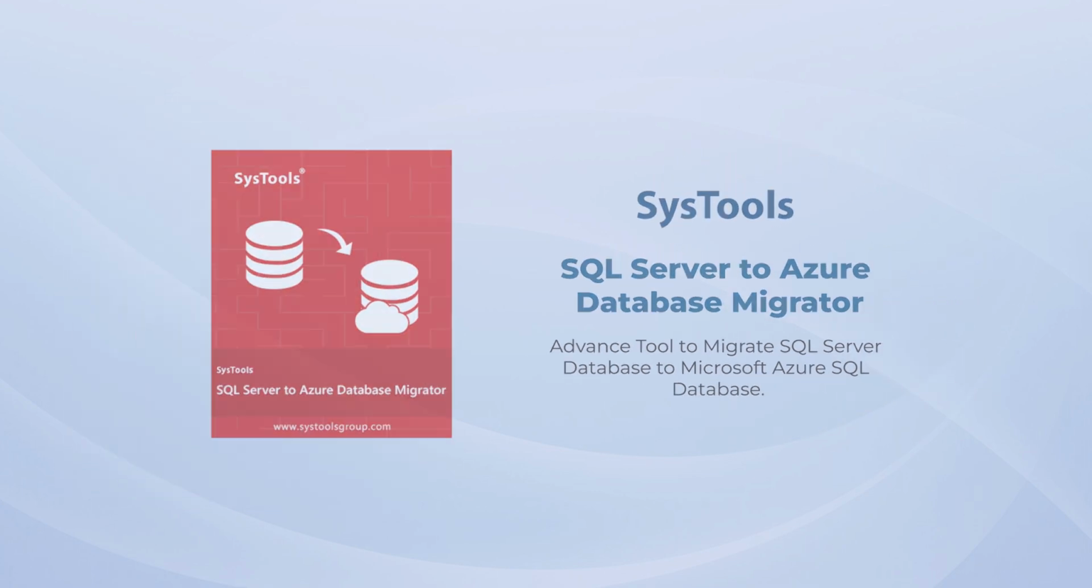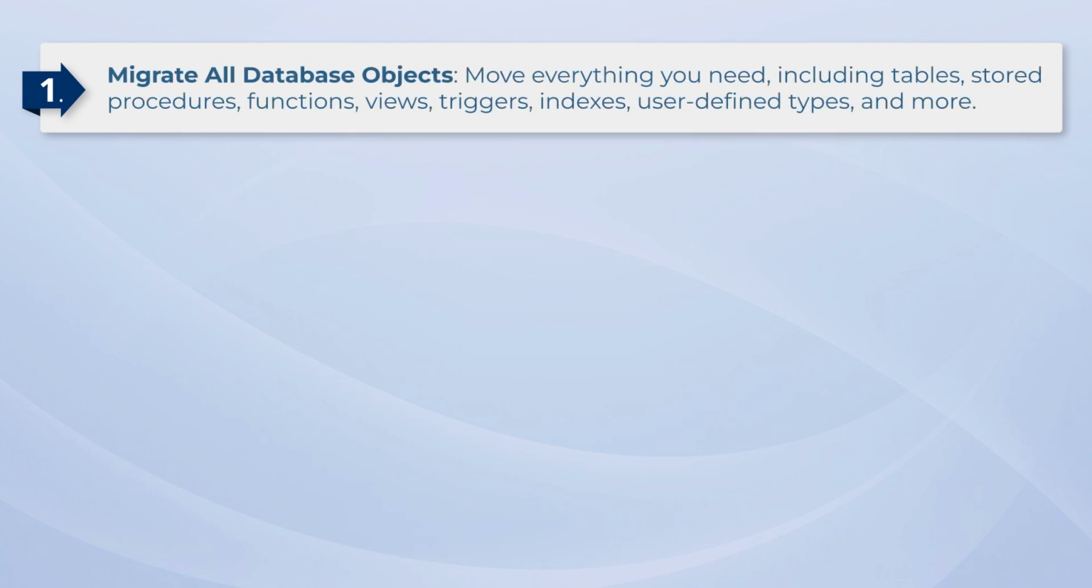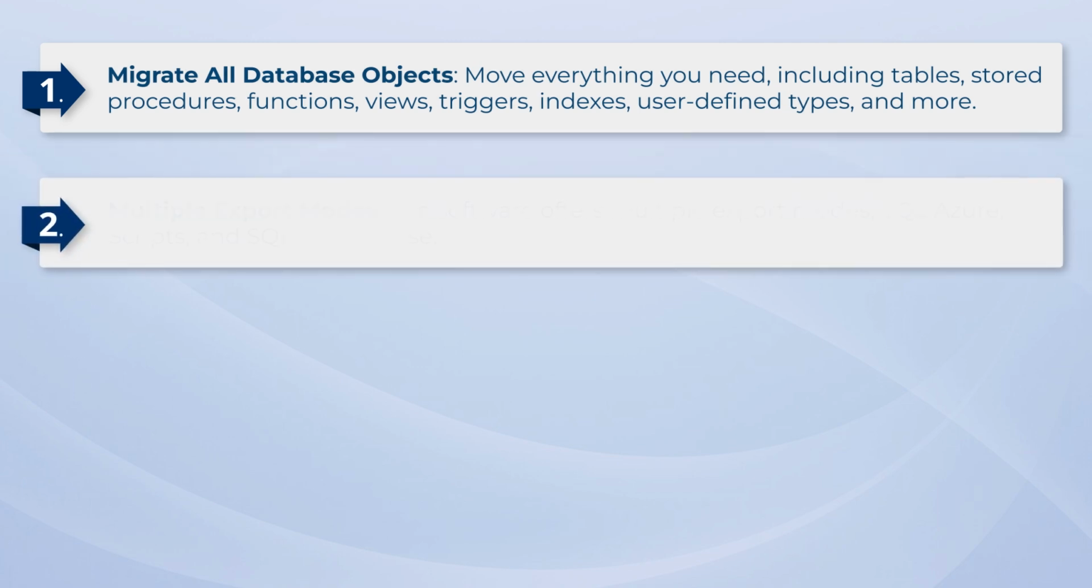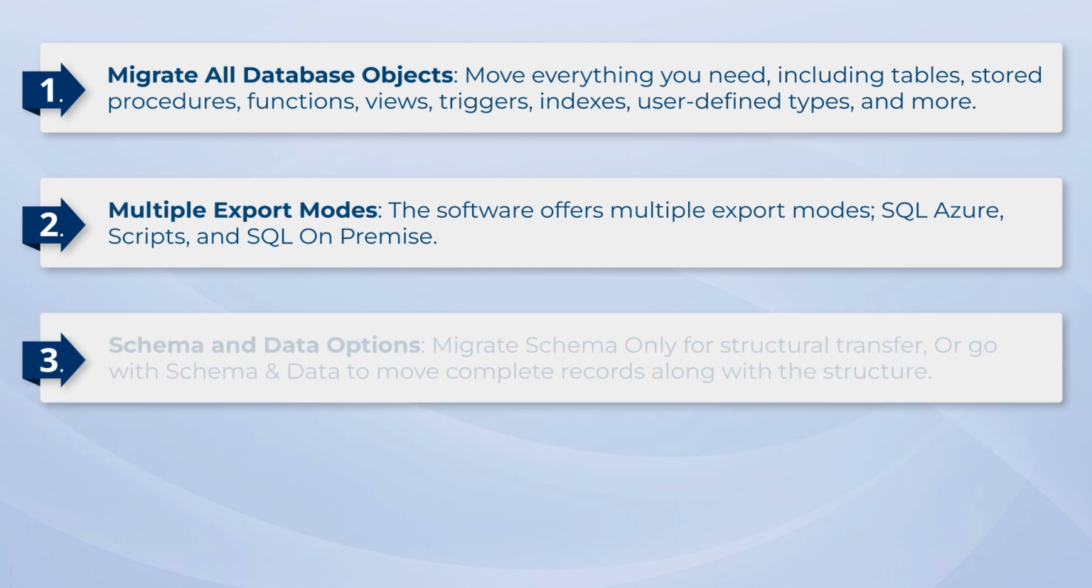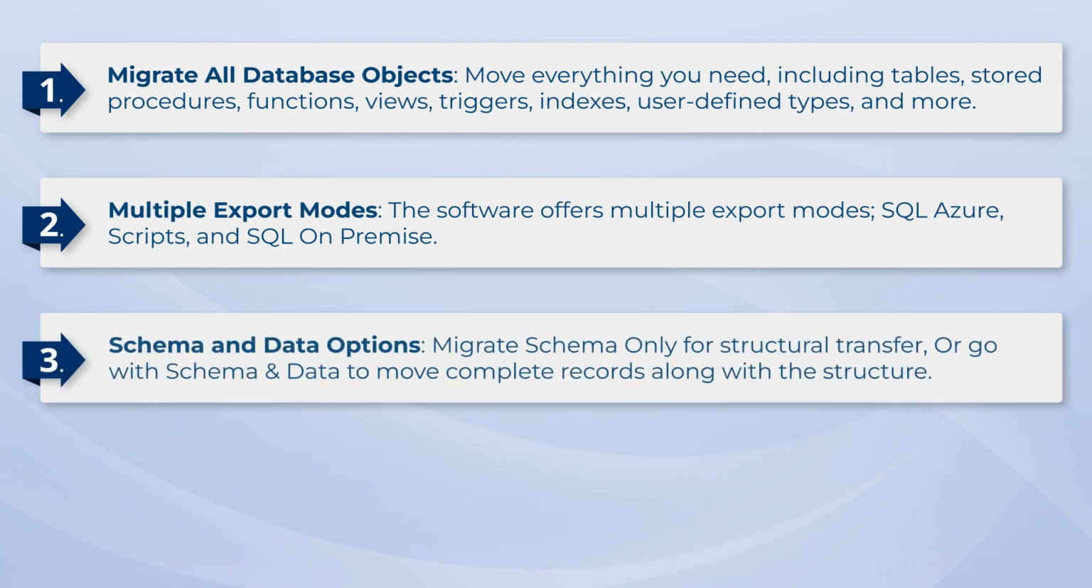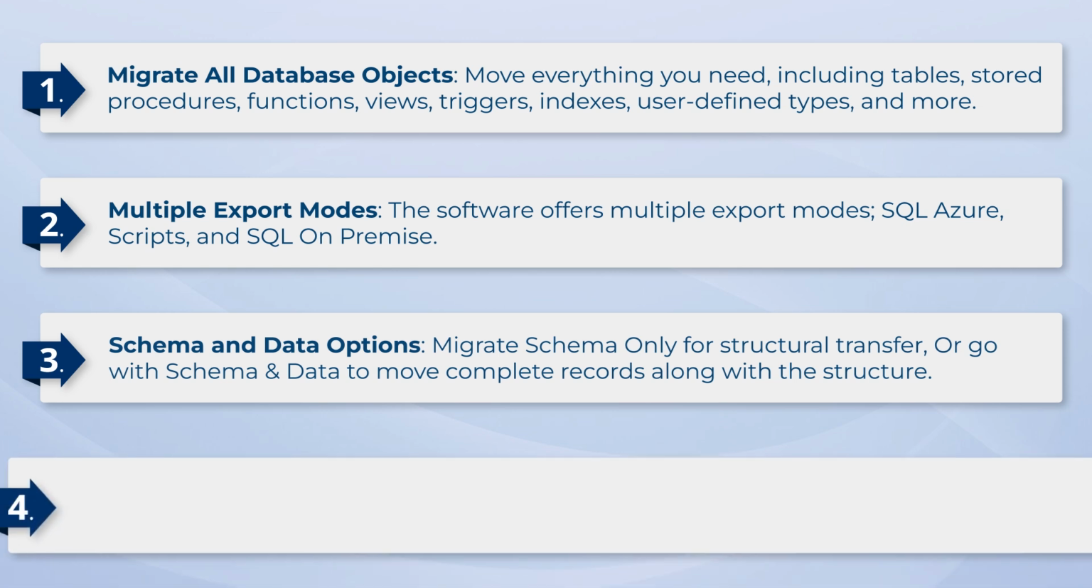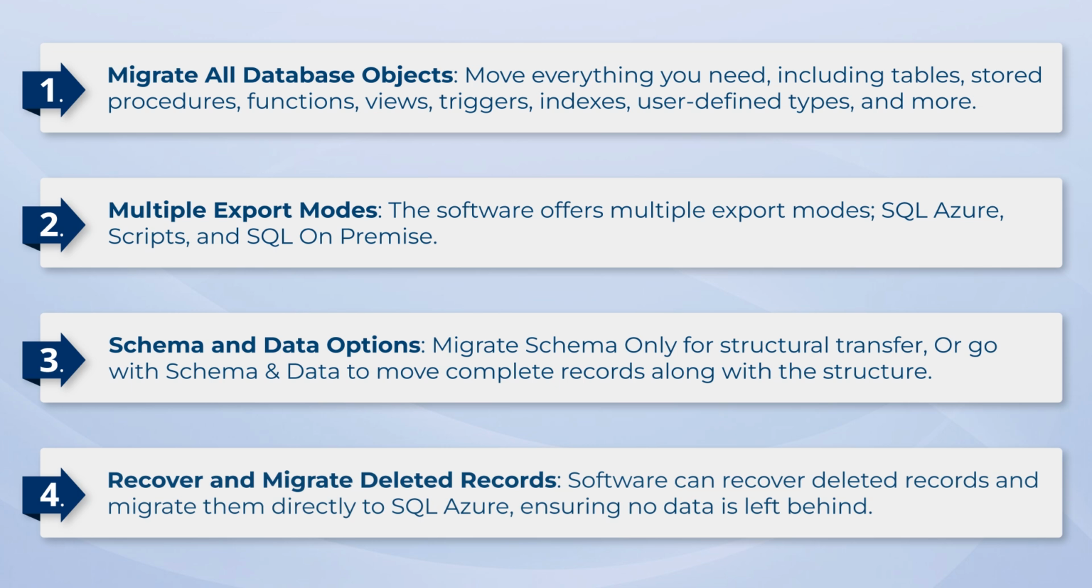and more. Key features of the software: migrate complete database objects. Move everything you need, including tables, stored procedures, functions, views, triggers, indexes, rules, user-defined types, and more. Multiple export modes. The software offers multiple export modes: SQL Azure, scripts, and SQL on-premise. Schema and data options. Migrate schema only for structural transfer, or go with schema and data to move complete records along with the structure. Recover and migrate deleted records. Software can recover deleted records and migrate them directly to SQL Azure, ensuring no data is left behind.